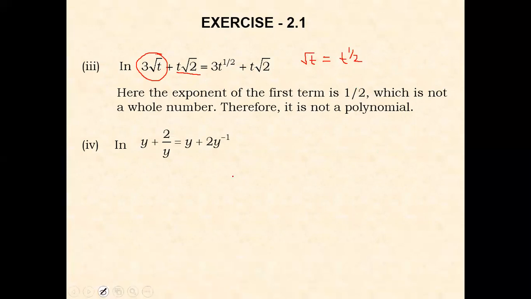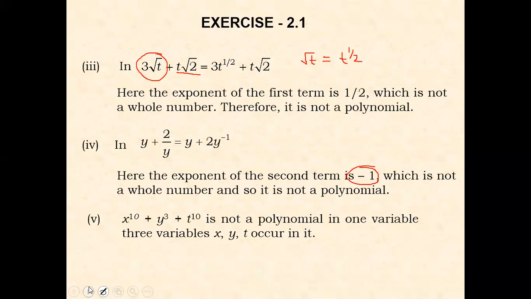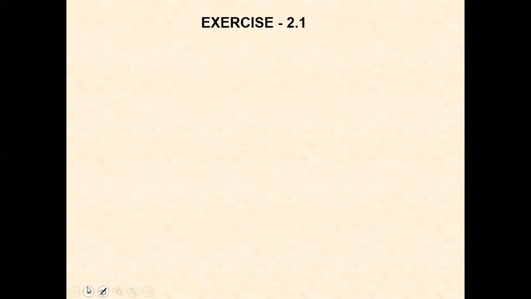In the fourth part, again we have y raised to the power minus 1. Here we have the power minus 1, which is a negative number, so it's not a polynomial. So next, x to the power 10, y to the power 3 plus t to the power 10. Here we don't have a polynomial in one variable. We have different variables x, y, t. They are not in one variable because we have three different variables, but all the powers are positive, so we say it's a polynomial.